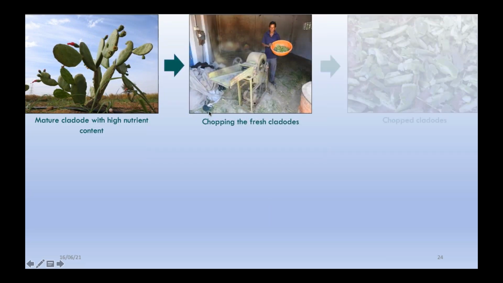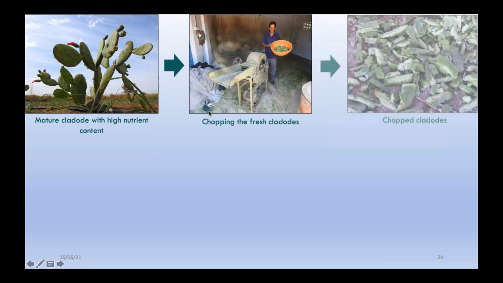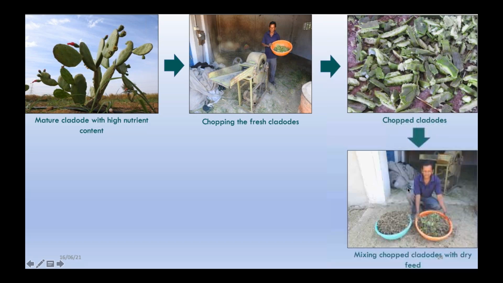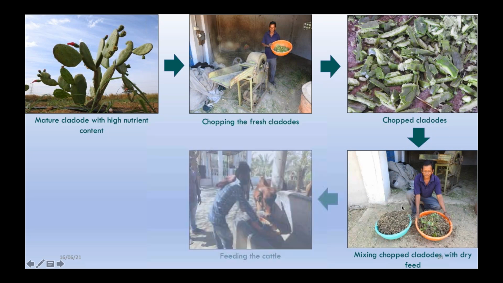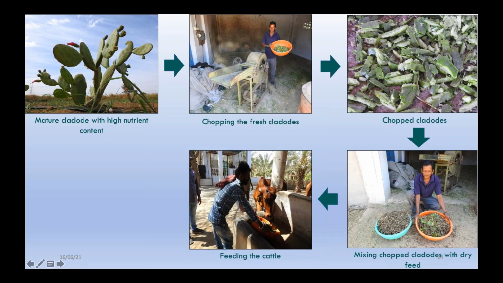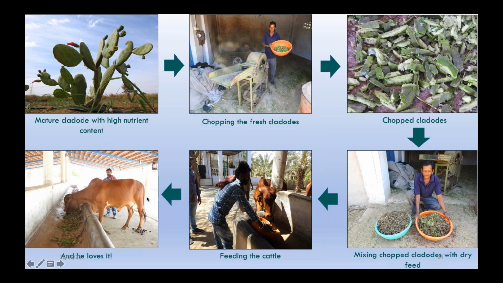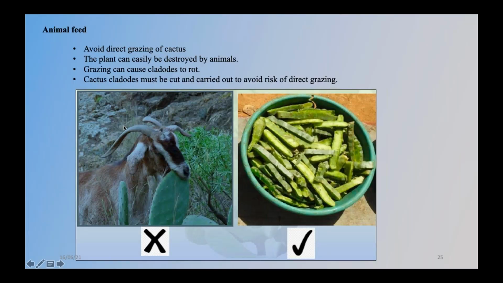And after getting the chopped cladodes, we mix it with the dry feed. How much we are going to mix it, I'll come to later. And we feed it to the cattle, and I think the cattle love it. We have tried it here, and in different farmers' fields also, and we have provided it to different farmers to taste themselves. A few points we need to address: how we should feed the cactus to the animals.